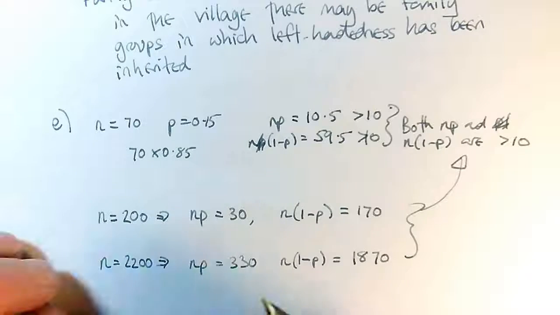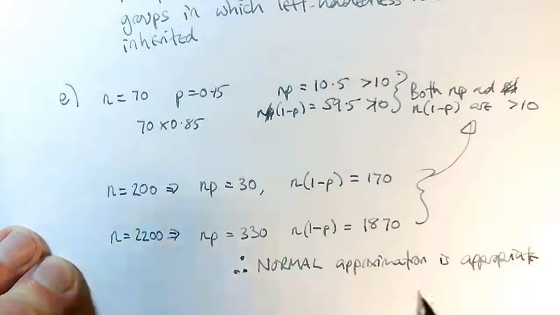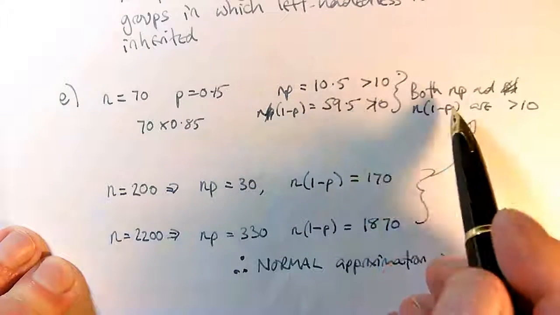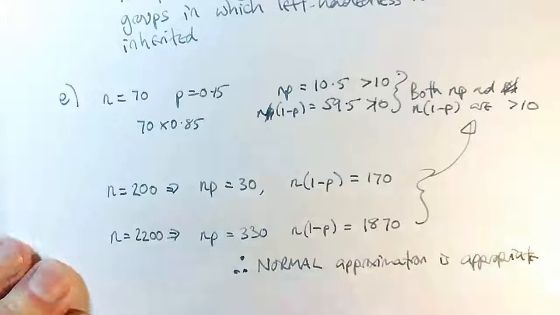Of course, we have to finish by drawing our conclusion. Therefore, we need three things. We need the values, we need the statement that those values are greater than 10, and then at the end we need the claim that the normal approximation is appropriate, which we've backed up with our numbers.